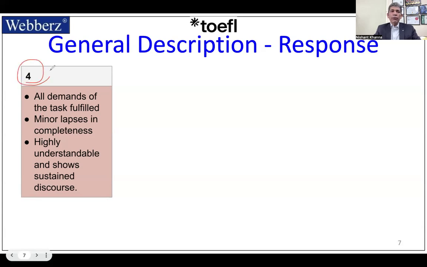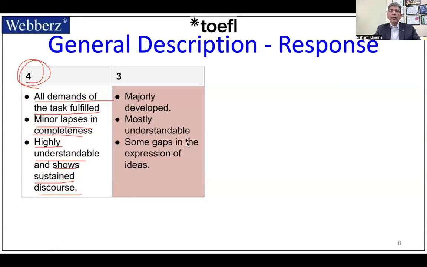Now, to get a score of 4, all the demands of the task must be fulfilled. Minor gaps are okay, they are ignorable, but it should be highly understandable and should show a sustained discourse. That means without stopping, without using fillers, it should be absolutely sustained. If I talk about marks 3, which means that it will be majorly developed. I'm not saying fully developed, mostly understandable, and some gaps in expression or ideas are fine.